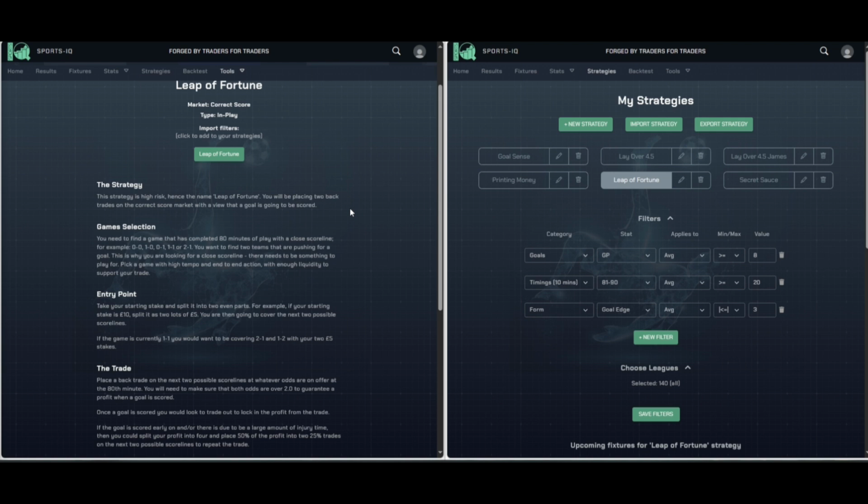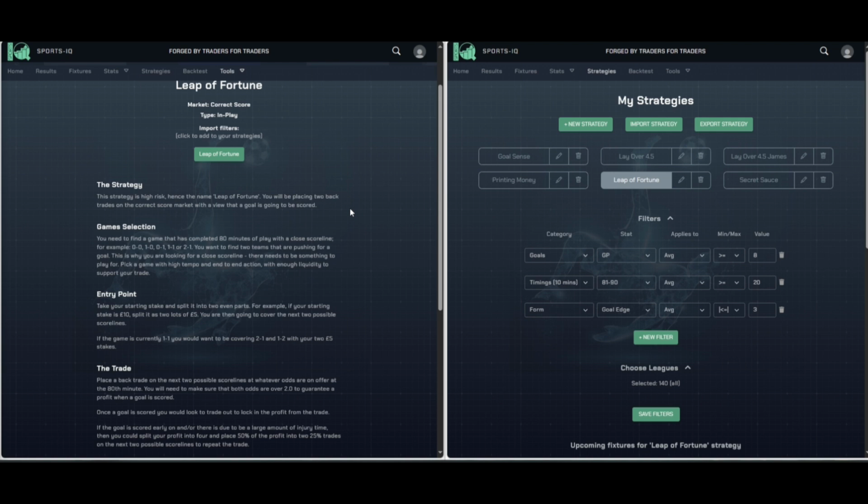If the goal is scored early on and there is due to be a large amount of injury time, you could then split your profit into 4 and place 50% of the profit into two 25% trades on the next two possible scorelines to repeat the trade. For me personally, I've been trading out after the first goal arrives.